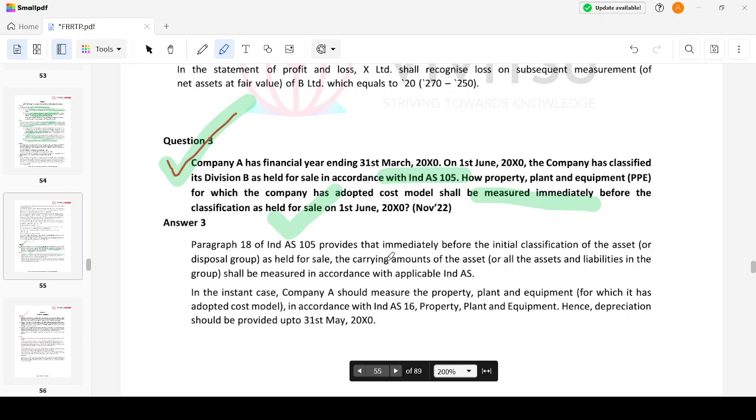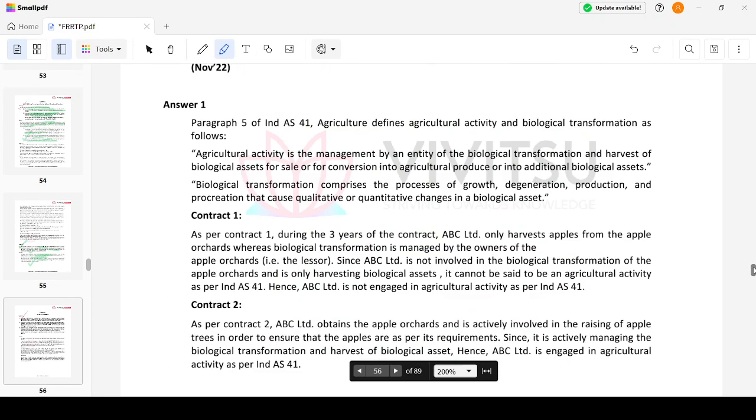Paragraph 18 provision: immediately before initial classification of the asset as held for sale, the carrying amount of the asset shall be measured in accordance with applicable Ind AS. In the instant case, the company should measure the property, plant, and equipment in accordance with Ind AS 16, and the depreciation should be provided till 31st May 20x0.